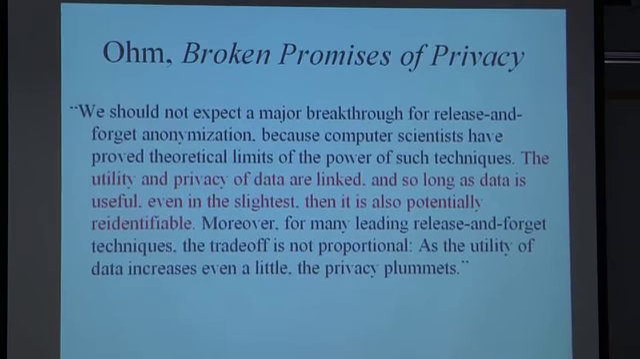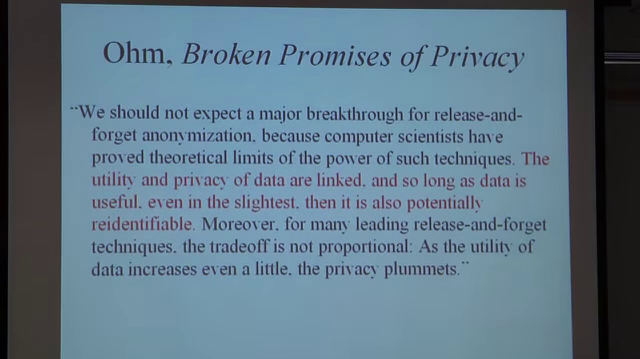Okay, first, why shouldn't we be too pessimistic about anonymization? So Paul Ohm has claimed that computer scientists, that is to say many of you, have proven theoretical limits on the power of anonymization such that the utility and privacy of data are linked. And so long as data is useful even in the slightest, then it's also potentially re-identifiable. In other words, you're never going to get useful data unless it's also not private, right?